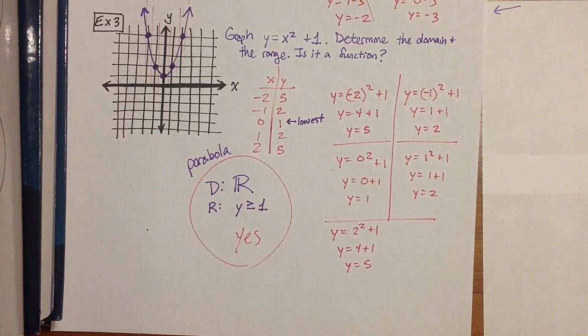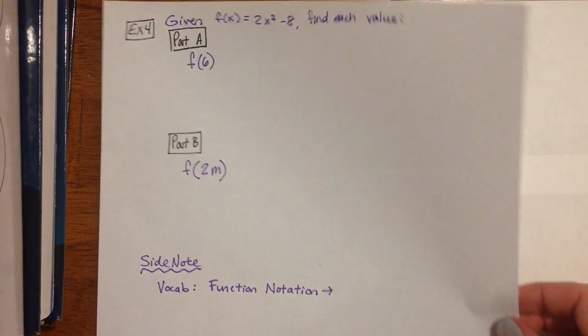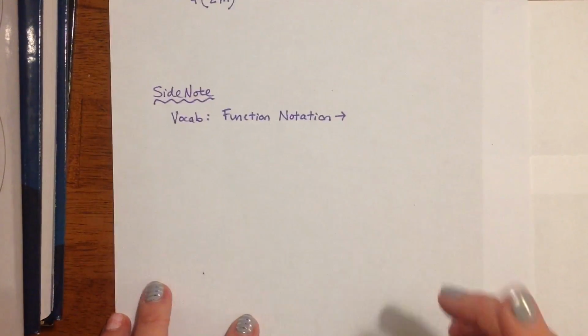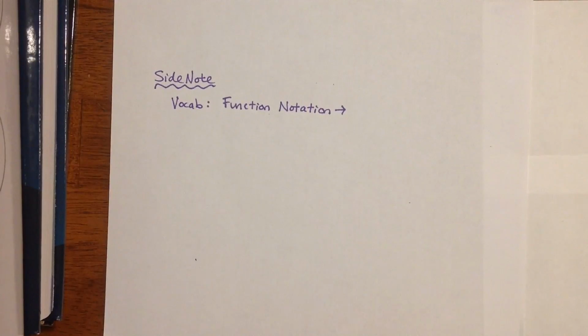Alrighty, last page, and I didn't write this on the note sheet itself, but I have a side note that I want to get into before we tackle example 4. And here's that side note. It's another kind of vocab word, and it is function notation.